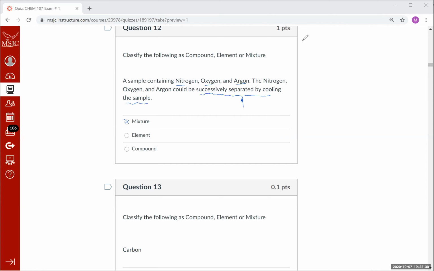Thank you. Perfect. How do we know it's chemically bonded? Ah, so the key signpost, if they're chemically bonded, you would not be able to separate the nitrogen and oxygen and argon easily via physical means. Additionally, you can know that they're chemically bonded because the components in that compound would not be easily separable. Does that make sense? Yes. Perfect.